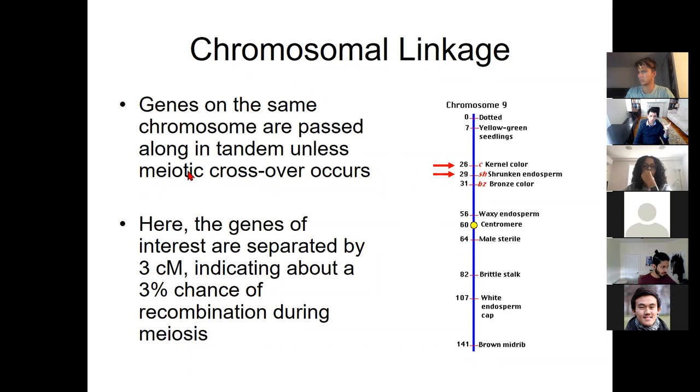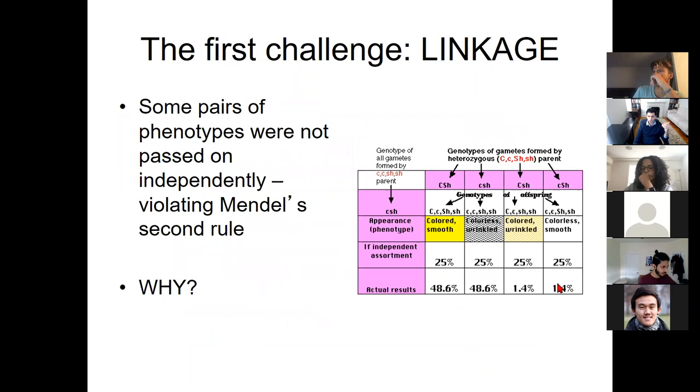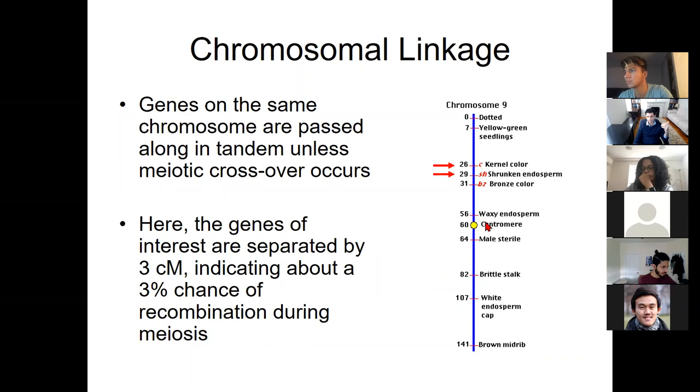And we talked about PRDM9 and crossovers and these hotspots of recombination last time. So here the genes of interest are separated by 3 centimorgan, which indicates about a 3% chance of recombination during meiosis, okay? So the 3% deviation from what you would have expected of 50-50 is in fact because of that linkage. So linkage was basically a bug, and Mendel didn't really like that. But in fact, linkage became the workhorse of Mendelian genetics.